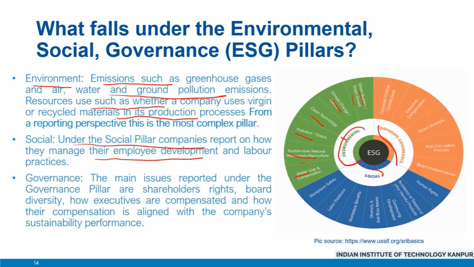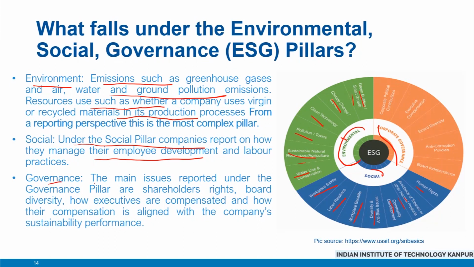They also report on their supply chain labor and health safety standards and controversial sourcing issues, where relevant. Companies are expected to report on how they provide access to their products and services to underprivileged groups. So with social, you have workplace safety, labor relations, workplace benefits, diversity, community development, human rights, avoidance of tobacco and other harmful products, and so on.